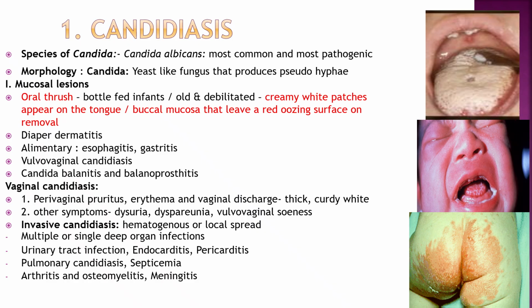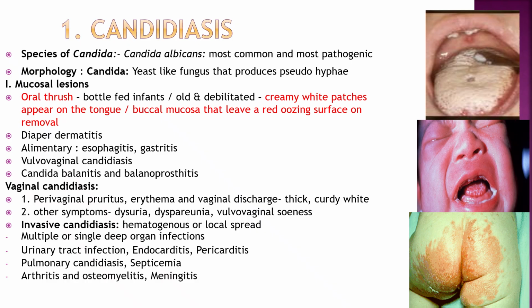Mucosal lesions: oral thrush in bottle-fed infants and old debilitated people, with creamy white patches on the tongue and buccal mucosa that leave a red oozing surface on removal. Also diaper dermatitis, esophagitis, gastritis, vulvovaginal candidiasis, Candida balanitis and balanoposthitis. Vaginal candidiasis: perivaginal pruritus, erythema, and thick vaginal discharge. Other symptoms: dysuria, dyspareunia, vulvovaginal soreness.